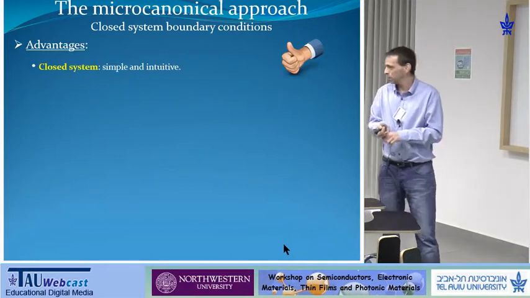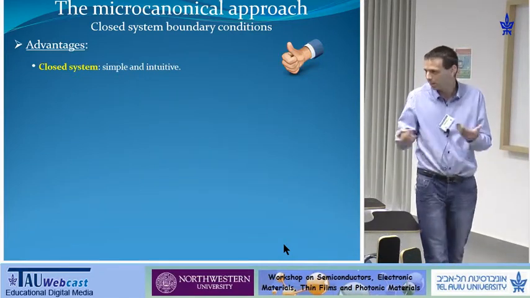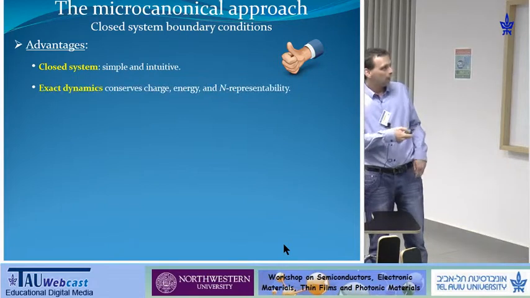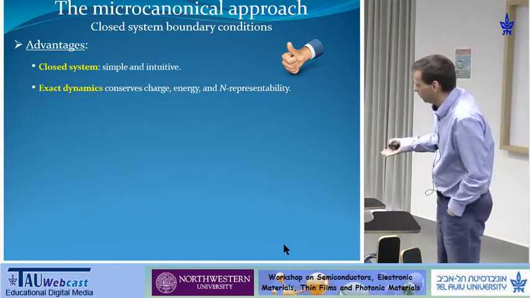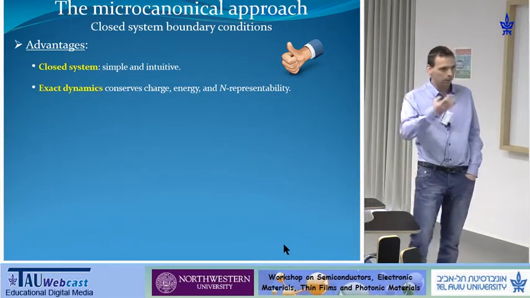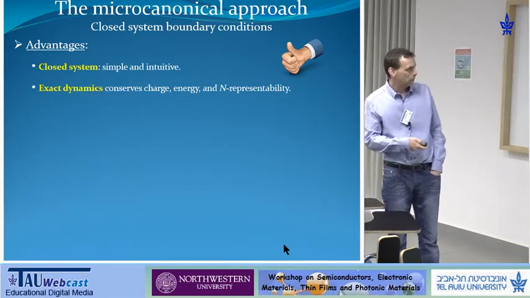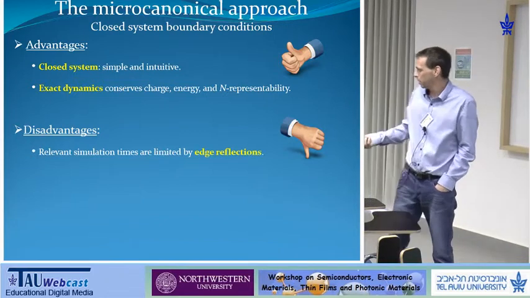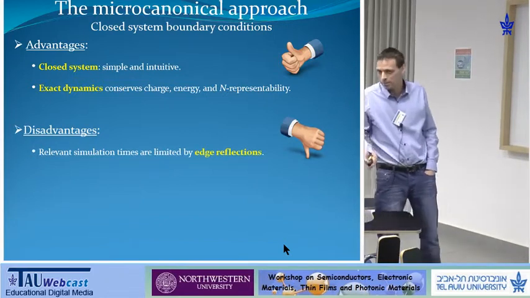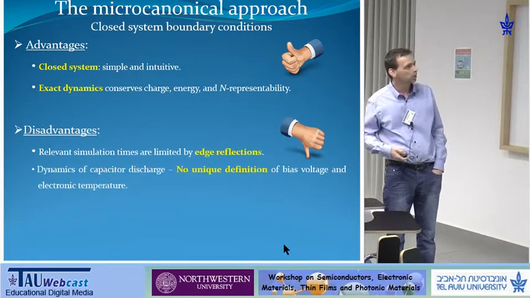Okay, so what is good about it? It's a closed system, so it's simple and intuitive. Even I can understand it and can relate to it. You get the exact dynamics. Everything that needs to be conserved is conserved. Energy is conserved. Number of particles is conserved. Everything is nice about that. The disadvantages, you get the edge reflections.